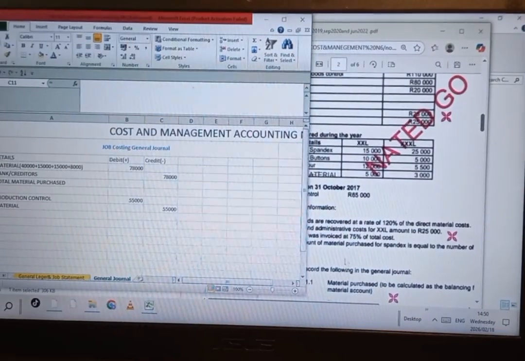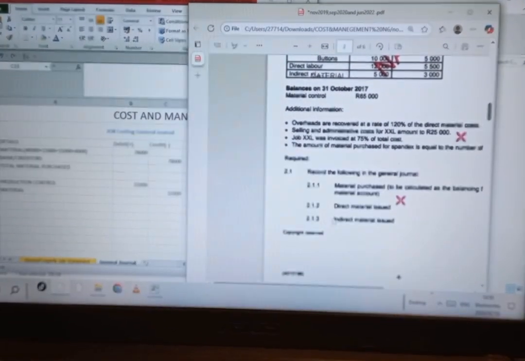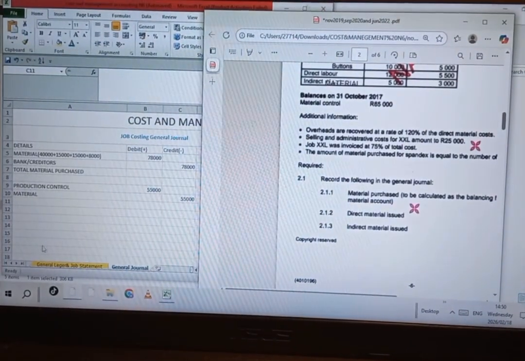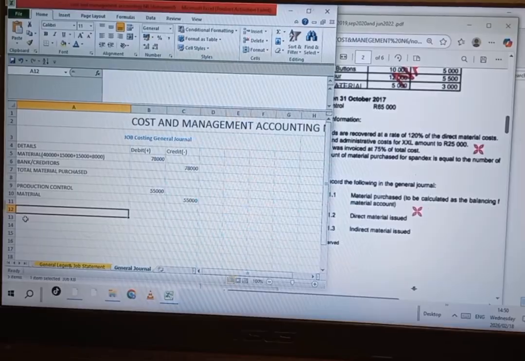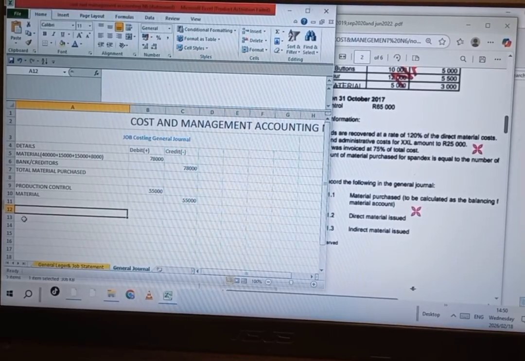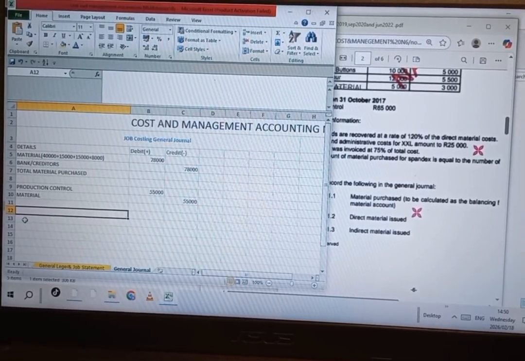Then we are done with 2.1.2. 2.1.3 says indirect material issued. Indirect material issued, two accounts also are affected: manufacturing and also material.